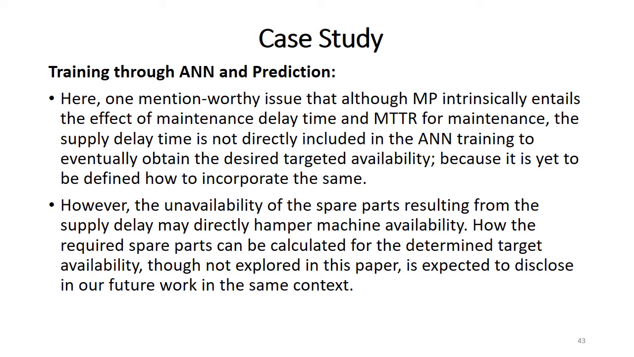One important factor to note here is that although maintenance personnel intrinsically entails the effect of maintenance delay time and mean time to repair for maintenance, the supply delay time is not directly included in this analysis. However, the unavailability, that means the supply delay, may directly hamper machine availability. How supply delay hampers machine availability is expected to be disclosed in our future work in the same context.